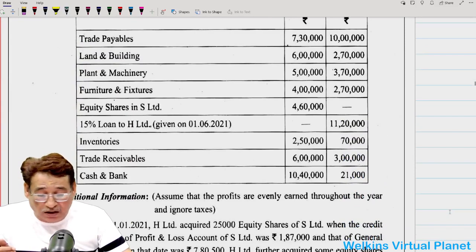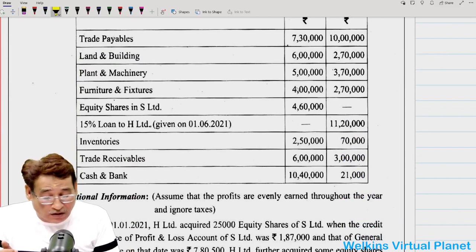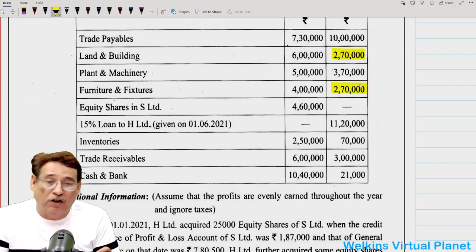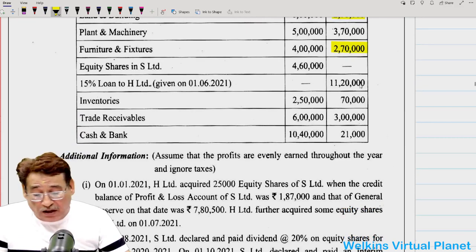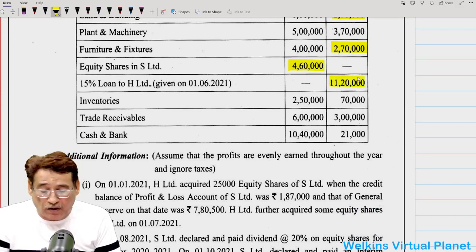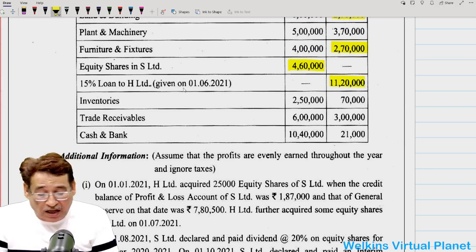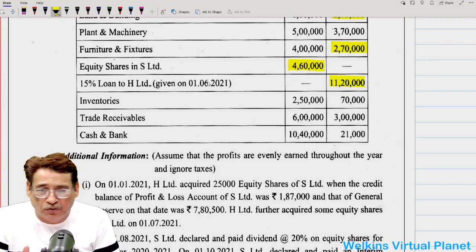We talked about this. And then regarding this particular question, there are two more items which you need to pay attention to. One is land and building, closing value 270, and furniture and fixture, because both these items have some revaluation adjustments. Then equity shares in S Limited represents the amount of investment. This is the point which I was trying to tell you. The 11,20,000 loan has been given by subsidiary company, and if you compute interest at the rate of 15% from 1/6 onwards till 31st of March 2022, it will be equal to 1,40,000.